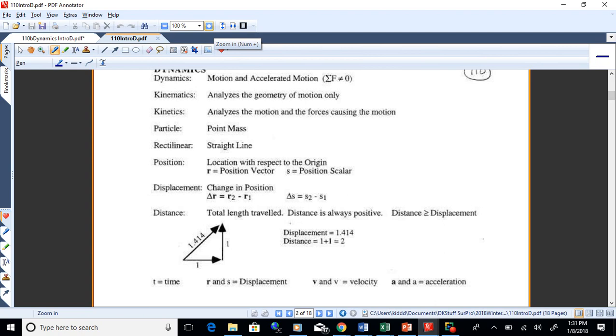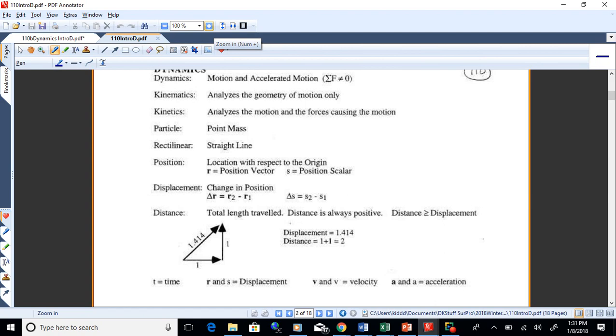Okay. A particle is a point mass. It really doesn't matter so much what the size is. You can consider the Earth to be a point mass if you're analyzing the solar system. But you could consider a point mass to be a pool ball or an electron on an atom, or who knows. But all you're doing with a particle is looking at an object like it's a dot. It has no dimensions. Okay. Rectilinear means kind of a straight line.